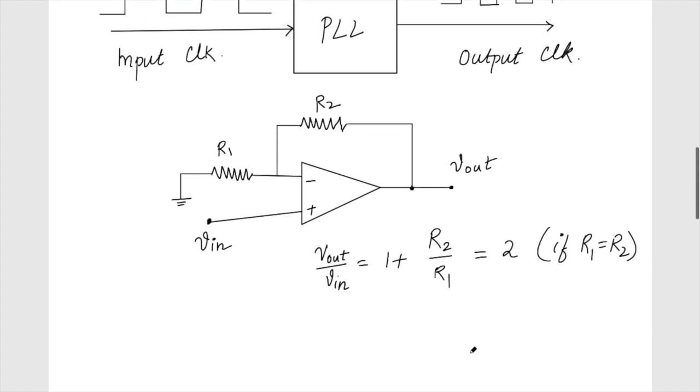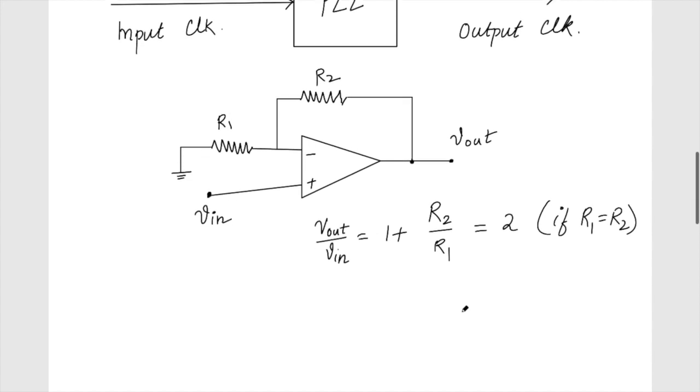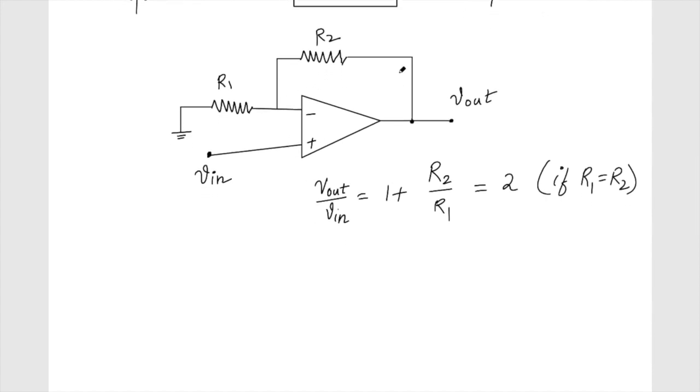So this is how the feedback circuit works. Basically I feed back the output to the input, and here a division happens. The output voltage is divided by 2 here, so that's why the output becomes 2 times compared to the input. This is how the feedback works.